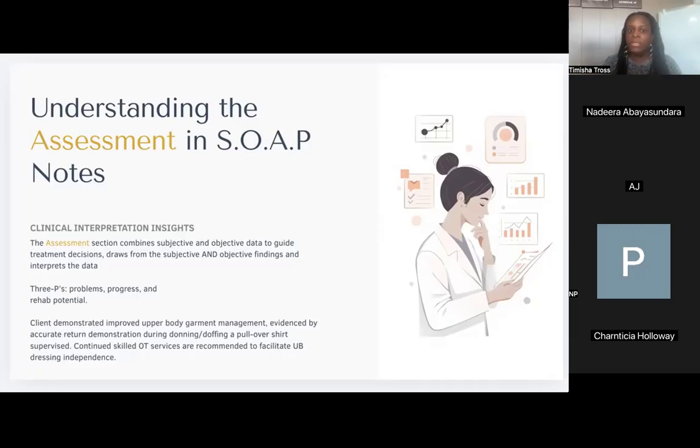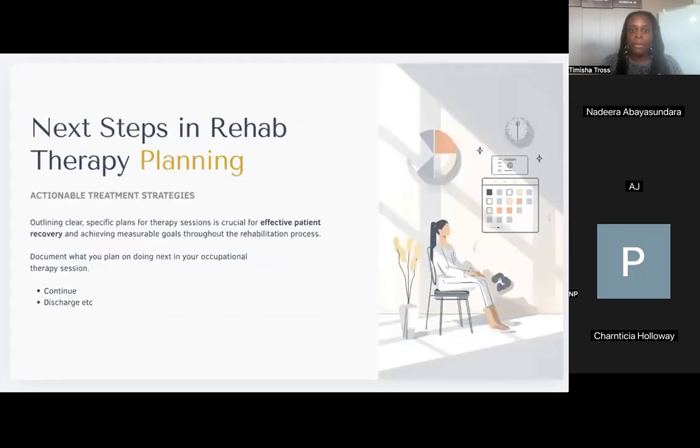So the assessment is really just looking at what you're seeing now. What is your viewpoint based off of the objective information and also what the client has said? Okay. Any questions with that one before I move on? Okay. Excellent. All right.